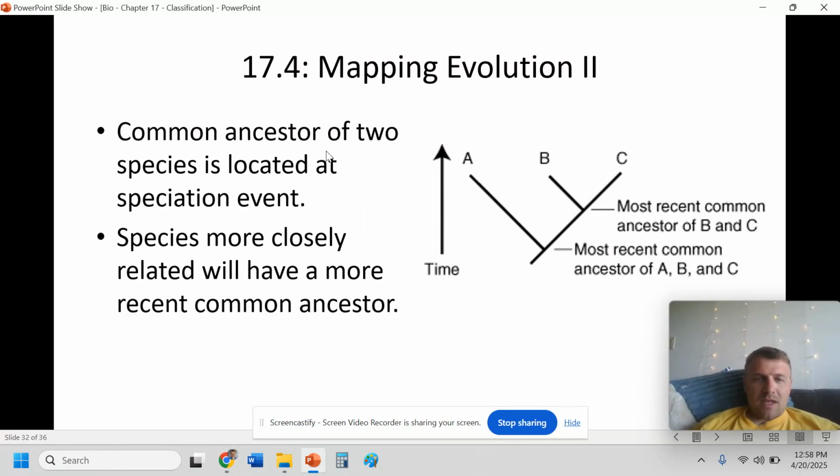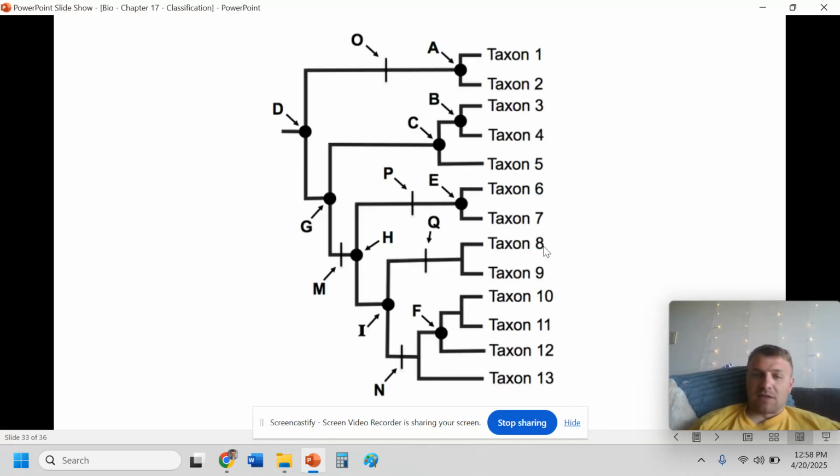Now, just to show you a little bit more about these trees and what they show us, the common ancestor of two species is located at that speciation event. So you can see between B and C, this is the most recent common ancestor. Between A, B, and C, the most recent common ancestor is here. So these common ancestors really show us how related we are to other species. And we can track those speciation events, or where those common ancestors may have lived, based on these things called phylogenetic trees.